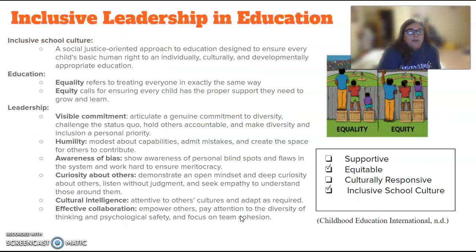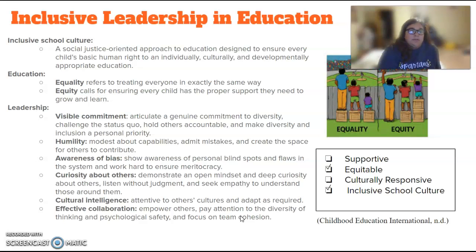The next one we covered was inclusive leadership in education. The main thing this article talked about to me was equality versus equity. Equality is when we treat everyone equally in the exact same way, and equity is where we ensure every child has the proper support that they need to grow and learn. I feel like this whole modular was about equity, but we actually live in a society where everybody wants equality, and so that makes it super hard.